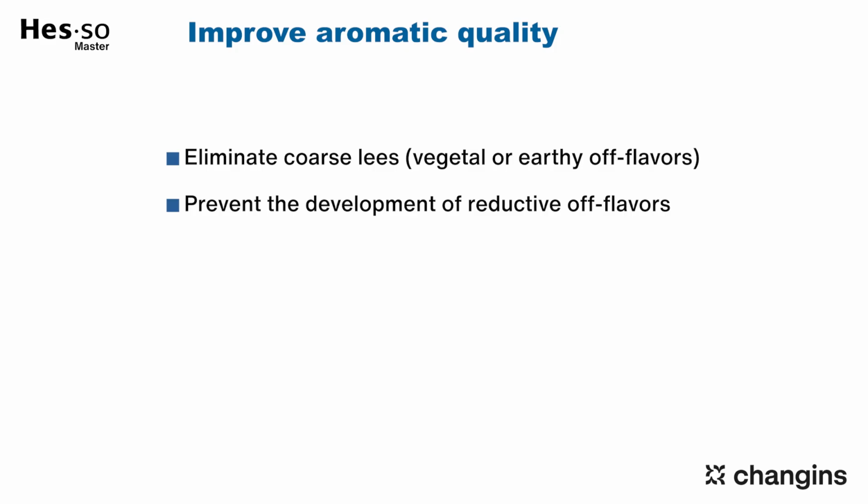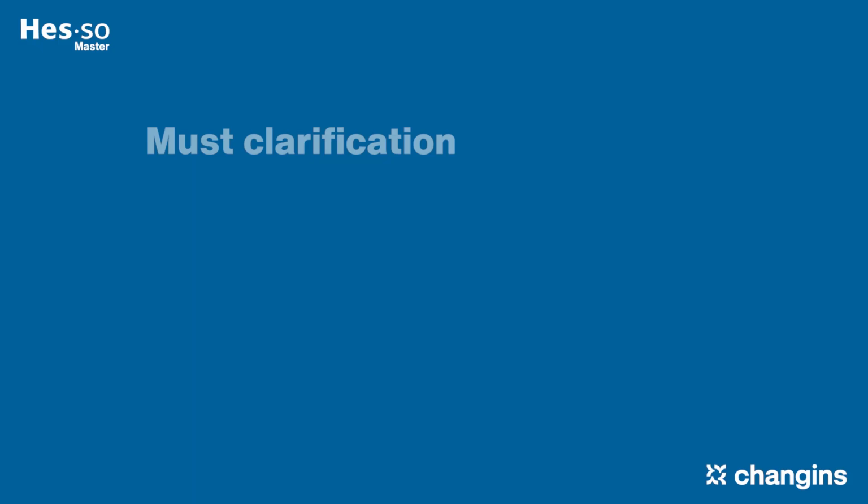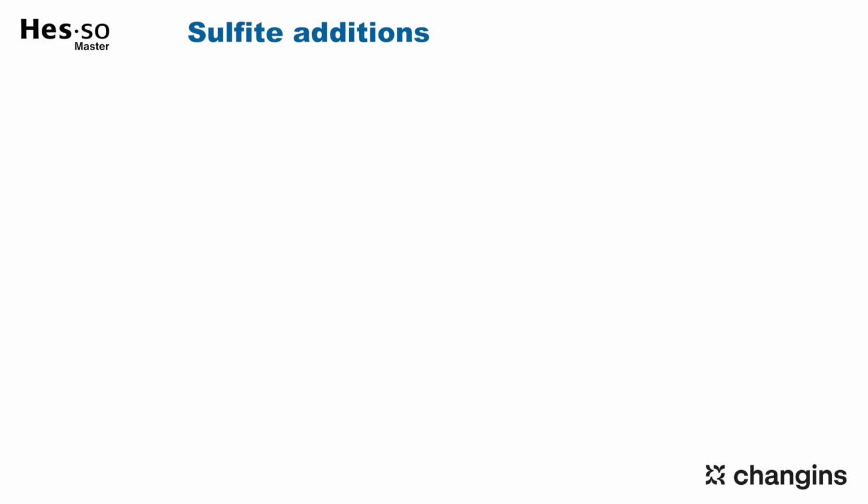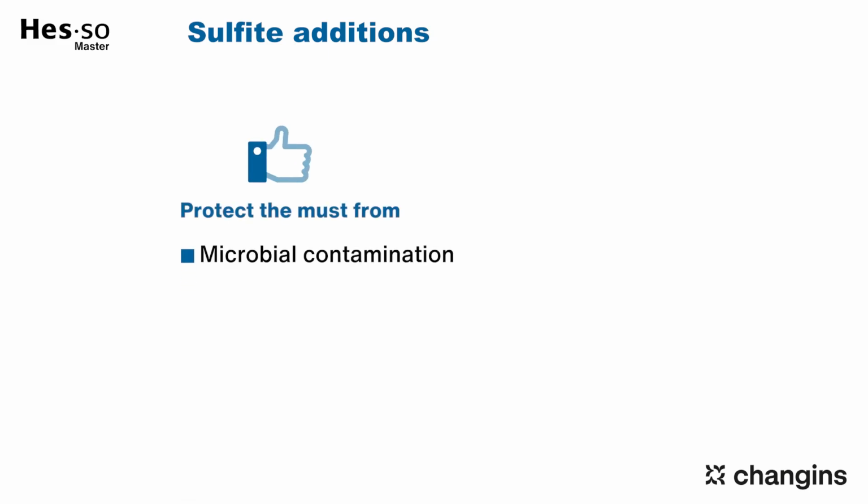At this point, it is worth pausing on an essential practical consideration. The management of microorganisms and oxidative enzymes described previously is not achieved by clarification alone. It relies equally on the correct and timely use of sulfur dioxide. Sulfite additions play a central role in protecting the must from both microbial contamination and oxidative degradation.